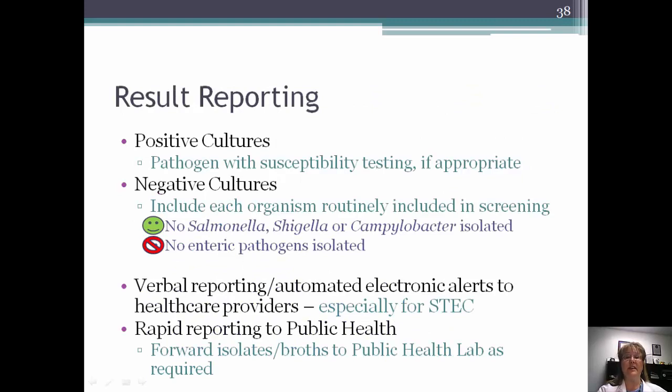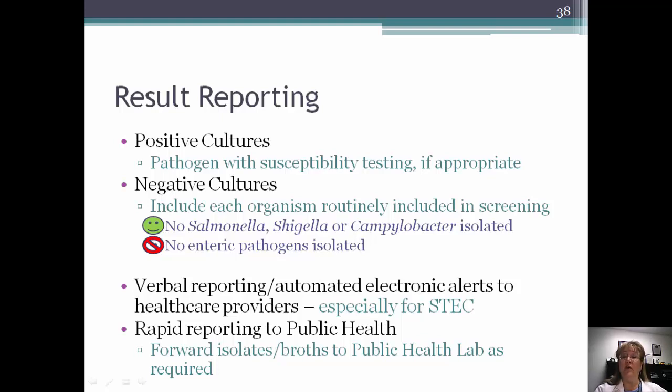What about result reporting? For our positive cultures, obviously, the pathogen and, if it's appropriate, susceptibility testing. For our negative cultures, it's very important that we let our physicians know what we've actually looked for in our cultures. Not just no enteric pathogens isolated, but very specifically that we cultured for Salmonella, Shigella, and Campylobacter, and it was negative for all three.